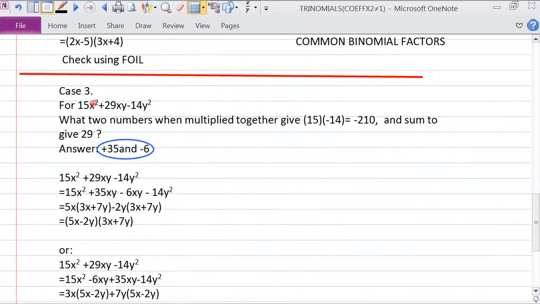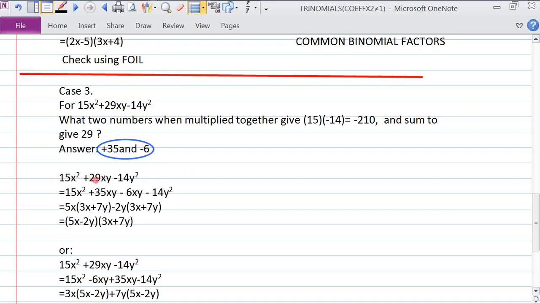I've got 15x squared plus 29xy minus 14y squared. What two numbers, when multiplied together, so I'm going to multiply the 15 times minus 14 is minus 210, sum to give 29. So you see, that's quite a hard problem, and you have to do some mental arithmetic here to try and figure out. And the two numbers that sum to give 29 when the product is minus 210 is 35 and minus 6.